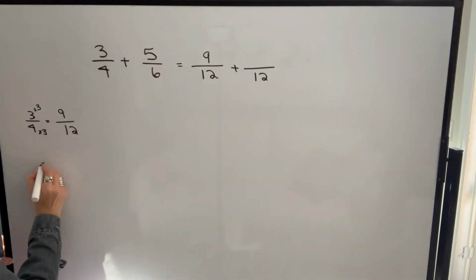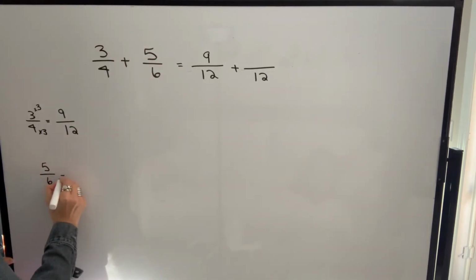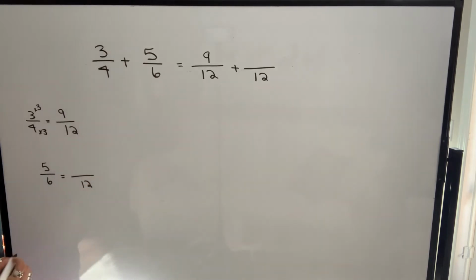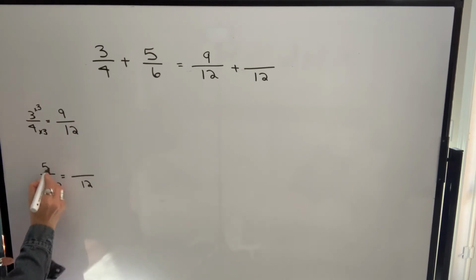We do the same thing with the other fraction. So 5/6, I want to know how many 12ths that is. In order to change 6 to 12, I multiply by 2. And whatever I do to the denominator, I have to multiply by the same thing in the numerator. So 5 times 2 is 10.